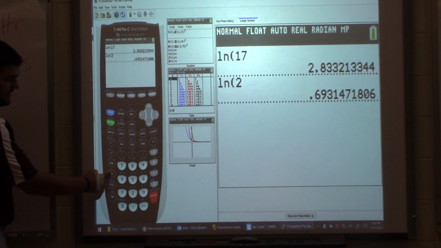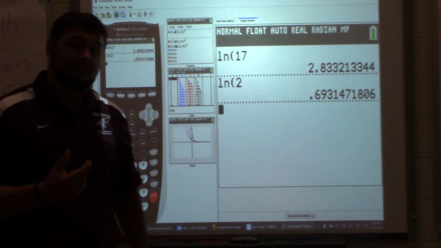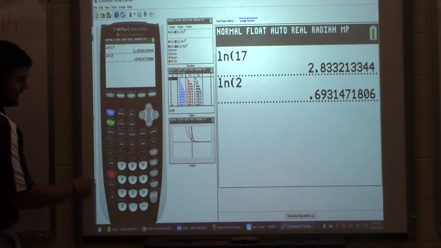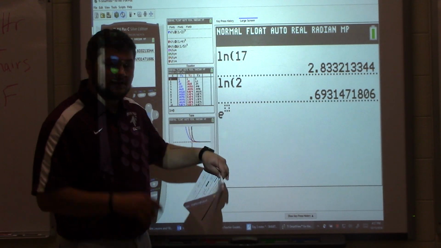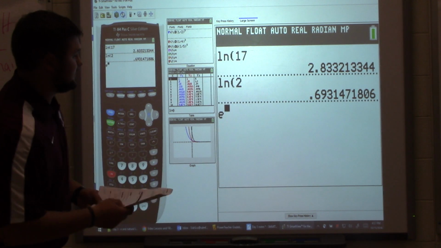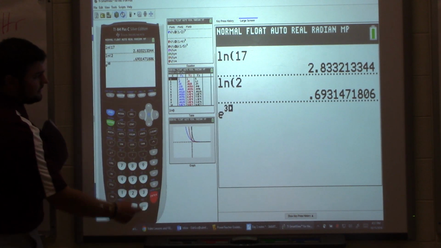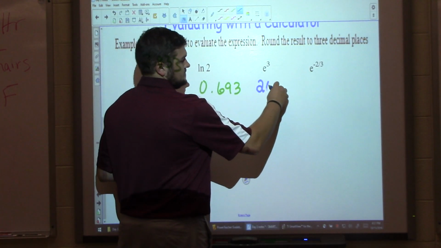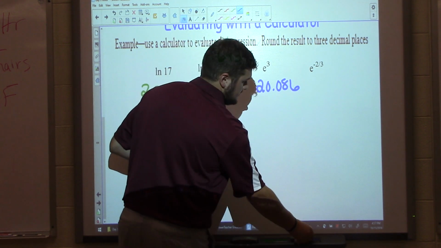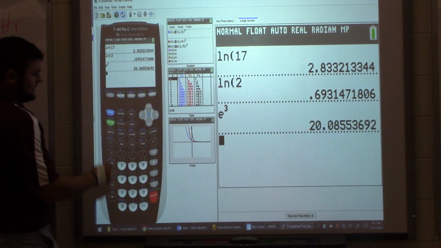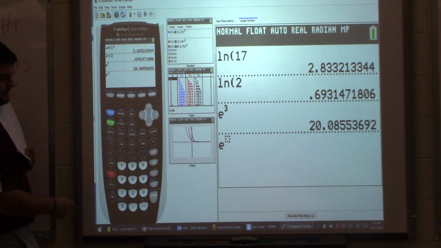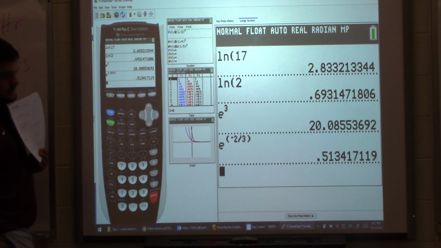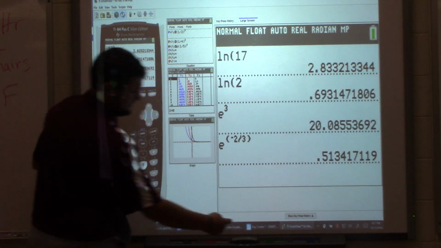So your ln button, your natural log button, is right underneath the common log button. If we're trying to put something with an e into our calculator, you hit second ln, it should pop up e, and you can put whatever type of exponent you want there. In our case, we're going to do e to the 3rd power. We get 20.086. And we're going to do e to the negative 2/3 power. So second natural log, negative 2 divided by 3. We should get 0.513.